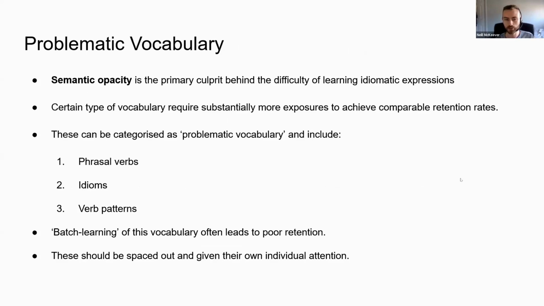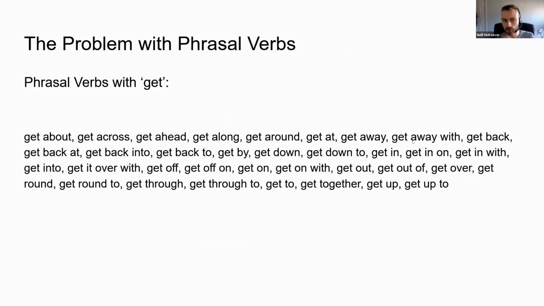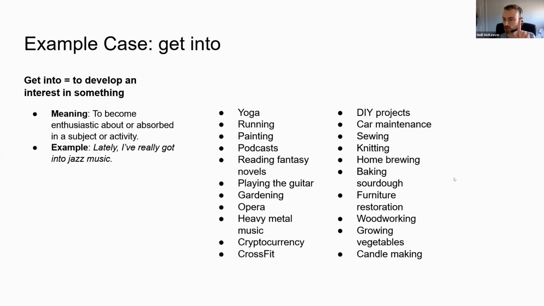Okay, finally, problematic vocabulary. I'm just going to say things like phrasal verbs and idioms. Don't lump these together. Look what happens when you lump all the phrasal verbs with get together. Imagine you're a non-native speaker of English. You see that list. You probably say, oh God, no, I can't memorize all that. So break them up. Focus just on one phrasal verb at a time. Make a mini lesson out of that and focus on one meaning because a lot of them have more than one.